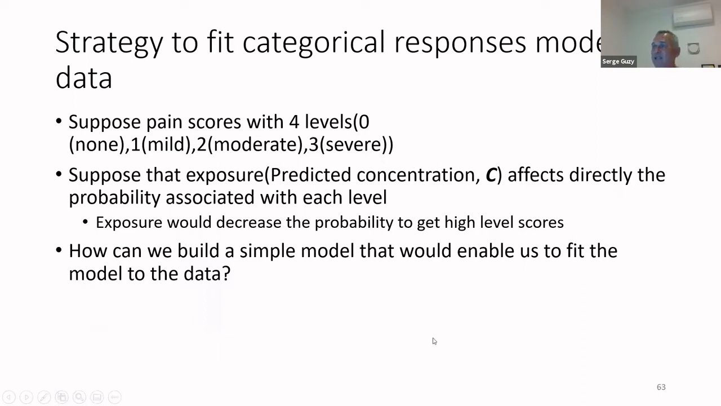Okay, then again, we have 4 levels, 0, 1, 2, and 3. And suppose that, again, we are talking about categorical response, and we have a drug. Then we have a PK part, which is continuous, which is C, the predicted concentration. And we assume, hopefully, that the exposure is going to decrease the probability to get high level scores. Then the question is how we are going to build a simple model that will enable us to fit the model to the data.